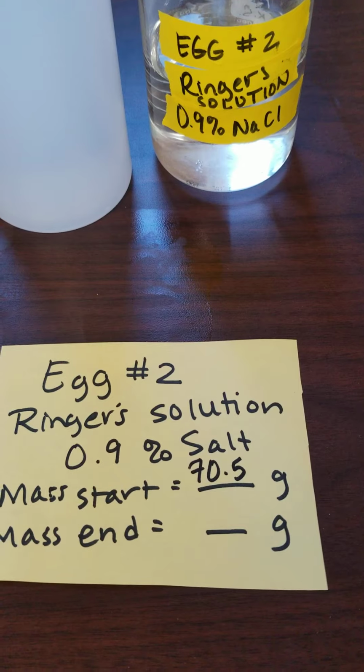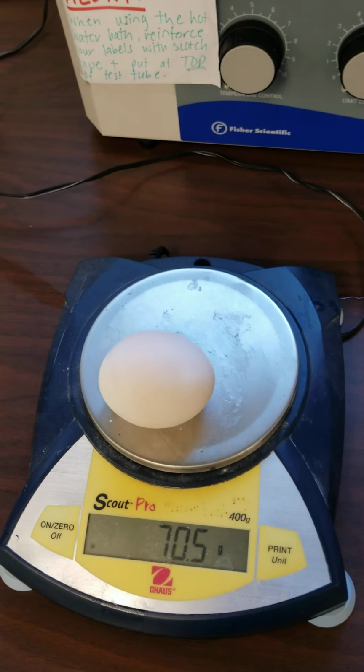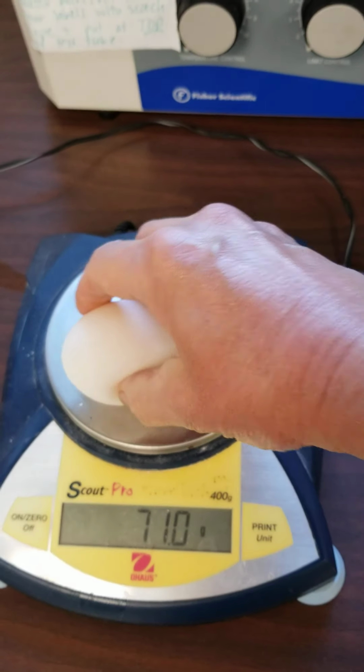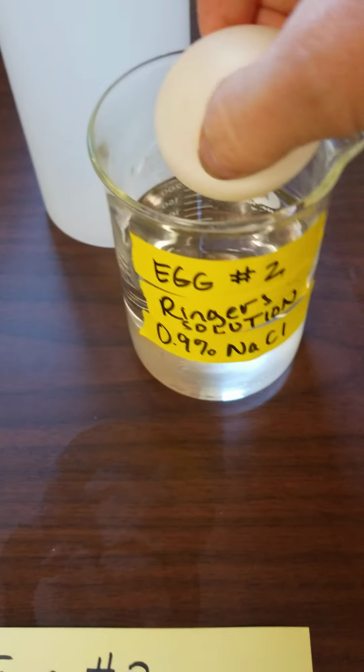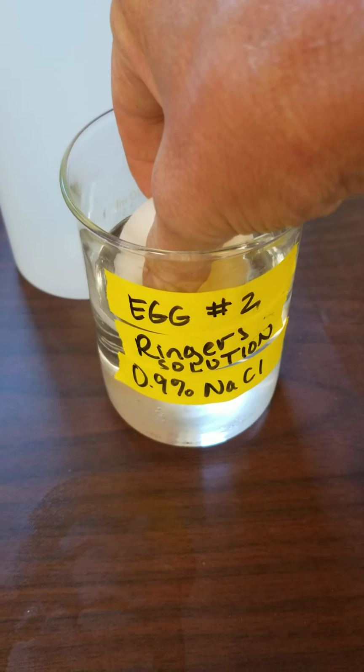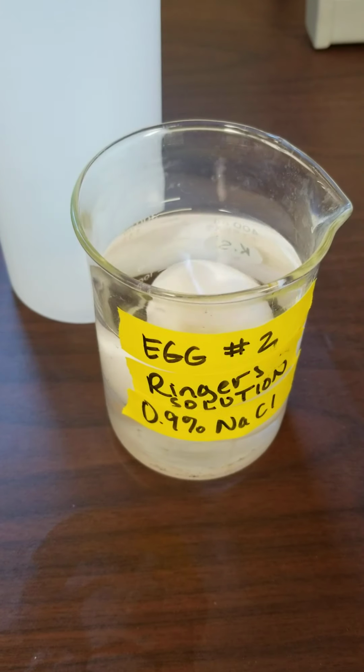Alrighty, I recorded that under egg number 2. Now I'm going to put the egg into beaker number 2, which is a Ringer's solution for amphibians. Interesting, we'll have to see what happens.